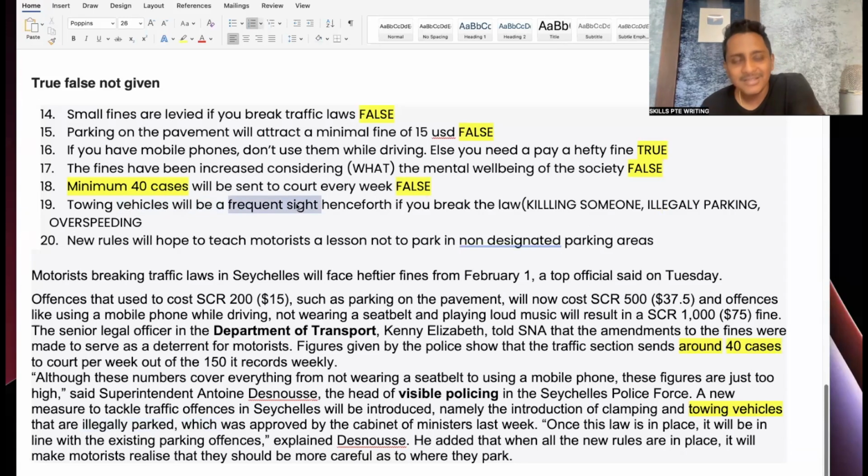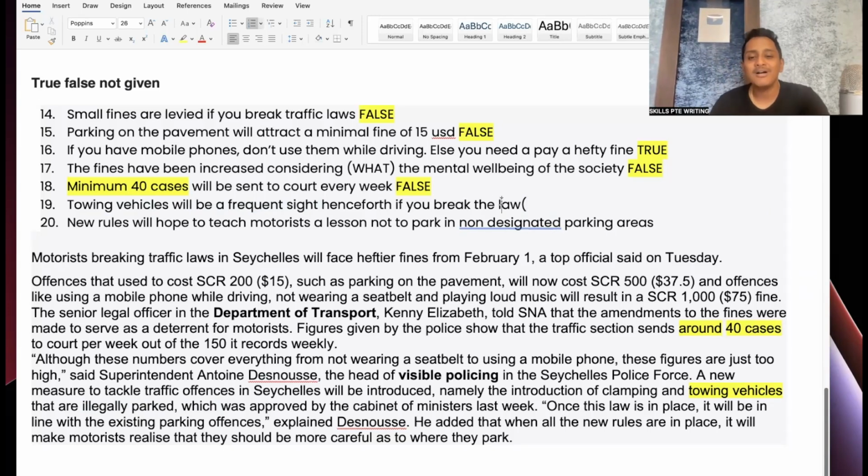Frequent sight means you will be able to see. If you break the law, they tow the vehicle. This is correct. You cannot say false for this. That means if you break the law, they will tow. So it cannot be false. It cannot be not given because, with multiple laws, one of them holds true for this condition. So this is going to be true, 100% true. Towing vehicles will be a frequent sight henceforth. Sight means to watch. All right, the next one.